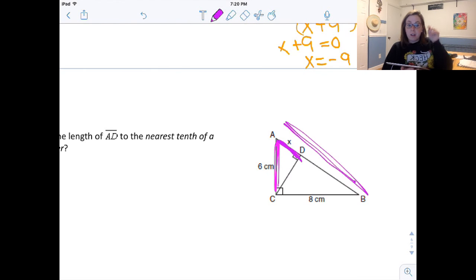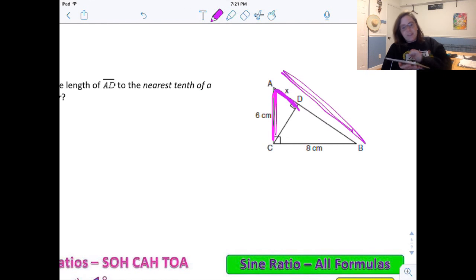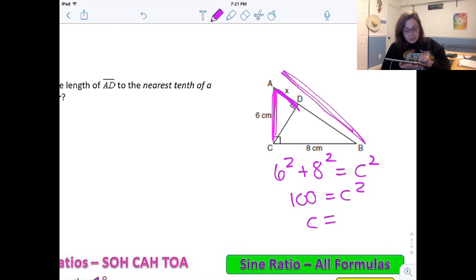Well, this is a right triangle. And if I know two sides of a right triangle, I can always figure out the third using the Pythagorean Theorem. So I know that that's the hypotenuse. So I'm going to do 6 squared plus 8 squared equals c squared. 6 squared plus 8 squared is 100. So c equals 10. So this whole length is 10.